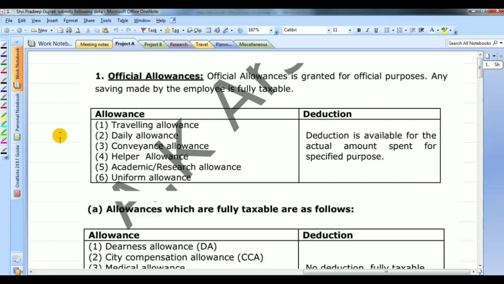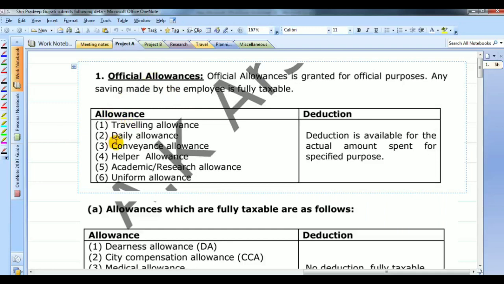So official allowances are 6 official allowances: travelling allowance, daily allowance, conveyance allowance, helper allowance, academic allowance and uniform allowance. Okay, whenever you get any of the 6 allowances, the deduction for these allowances will be available for actual amount spent for the specified purpose. For example, if you receive a travelling allowance of say 5,000 rupees and you have spent only 4,000 rupees for travelling, so deduction which will be allowed will be for 4,000 rupees and the extra 1,000 which you have not spent will be taxable as income from salary. Okay, that is the tax treatment for official allowances.